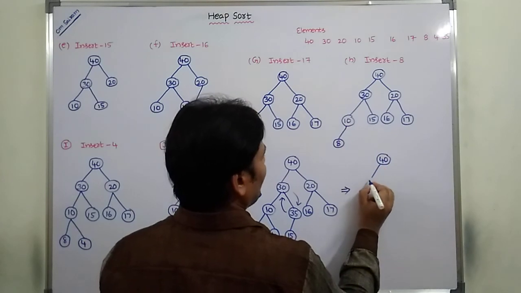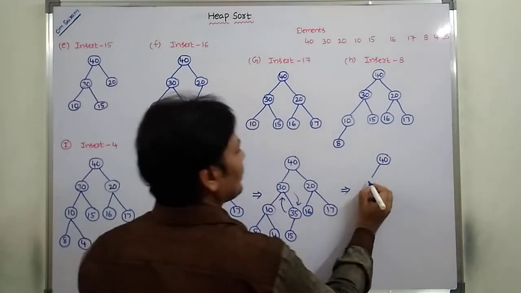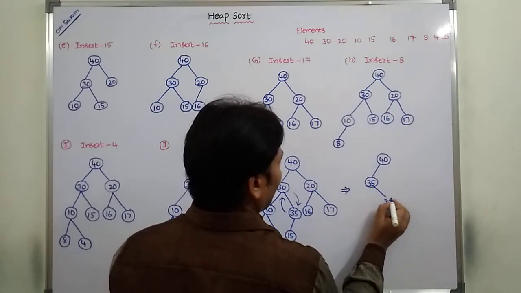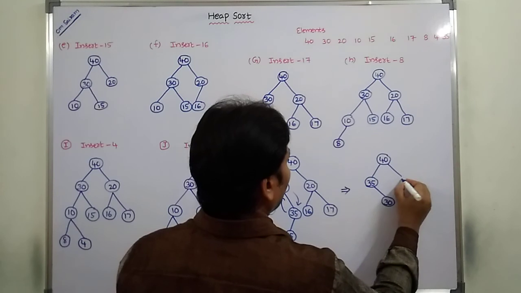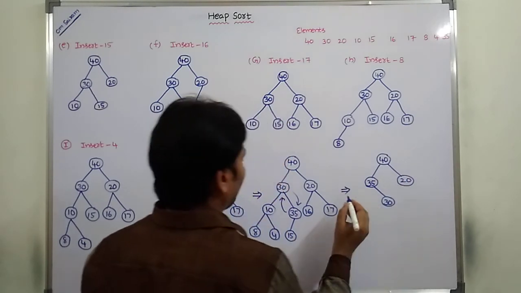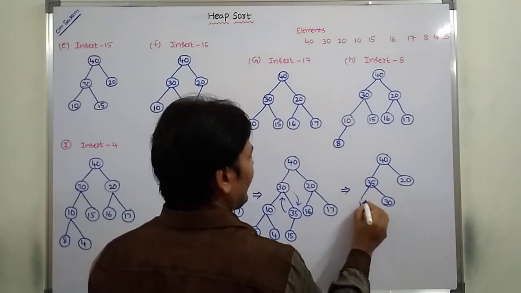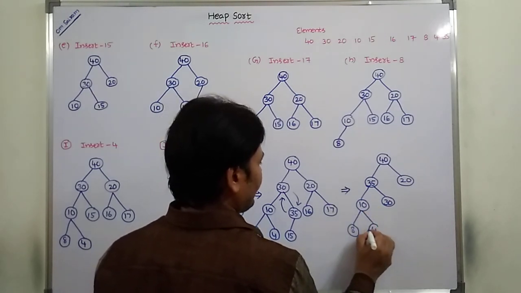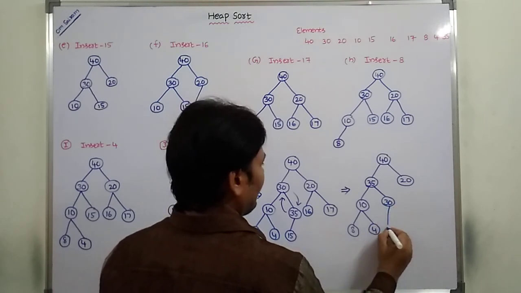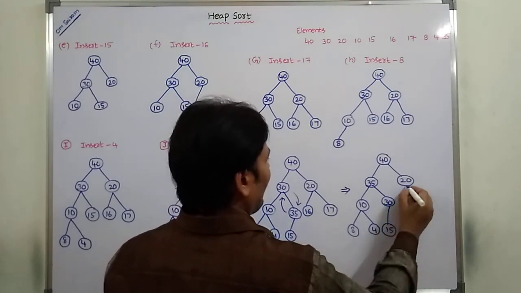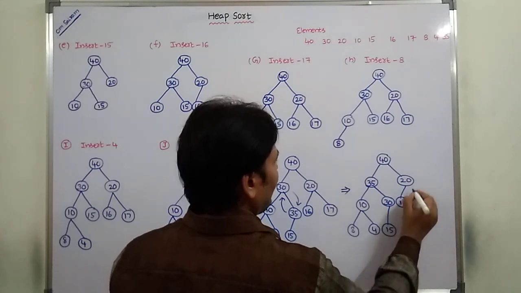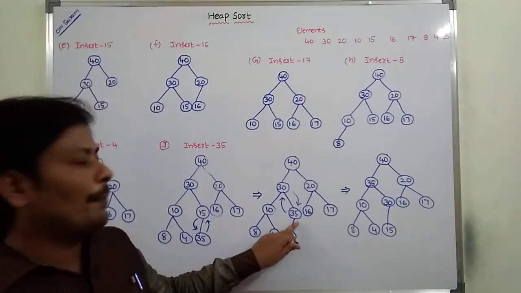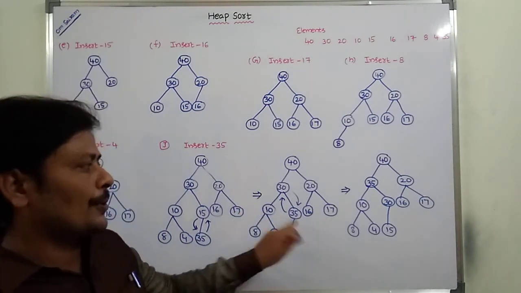40 is the root node. Its left child after swapping is 35, and 35's right child is 30, and 40's right child is 20, and 35's left child is 10, and 10's left child is 8, 10's right child is 4, and 30's left child is 15, and 20's left child is 16 and 20's right child is 17. So after performing swapping, 35 goes to this place, 30 goes to this place.